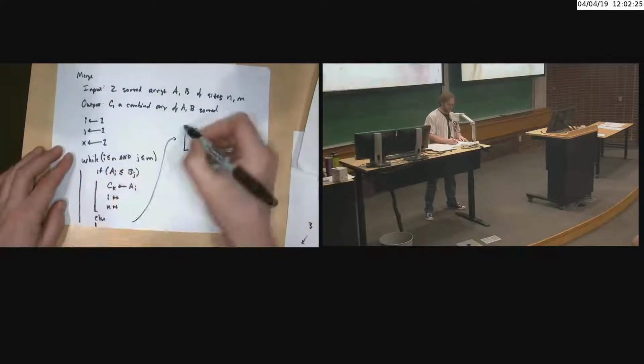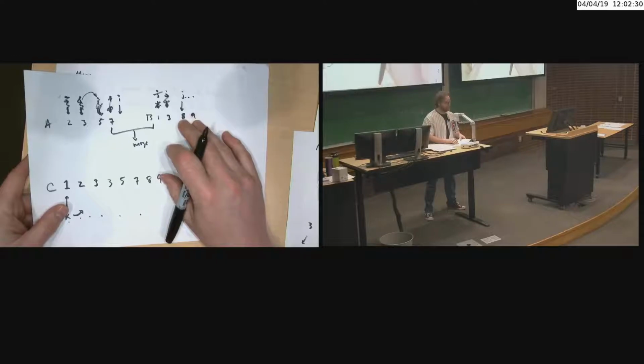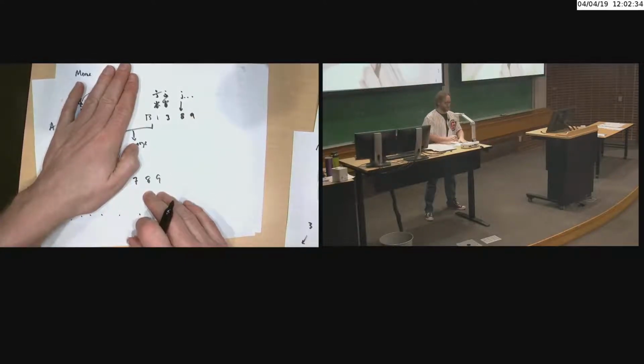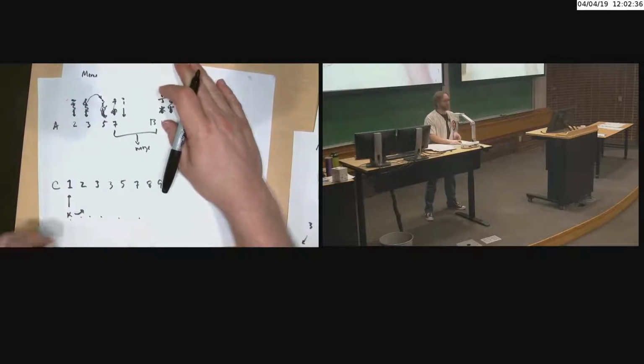That's the end of my big while loop. Now I need to take care of the second phase, where if i has fallen off, then I need to copy everything over from j. If j has fallen off, then I need to copy everything over from i.